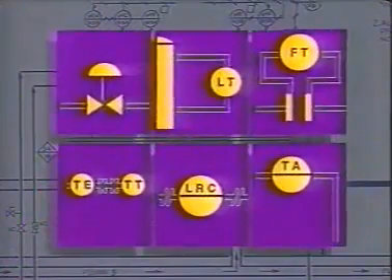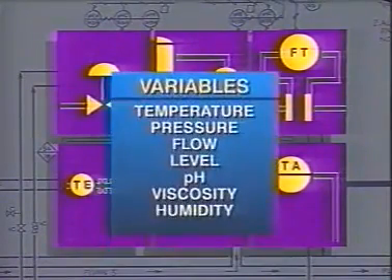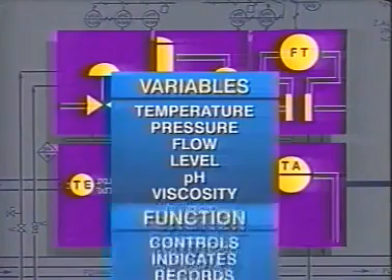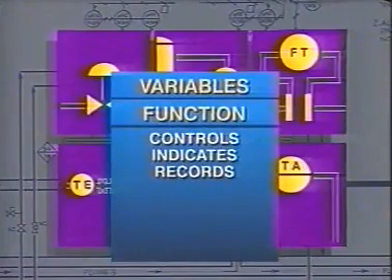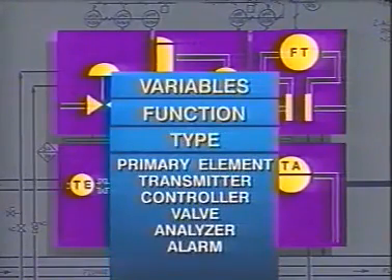Symbols are used to indicate and identify instruments and valves. Through a series of letters and numbers, each symbol will tell you the variable that is sensed, measured, or controlled by that instrument or valve, whether the instrument records, indicates, or performs a similar function, and the type or name of the instrument or valve.